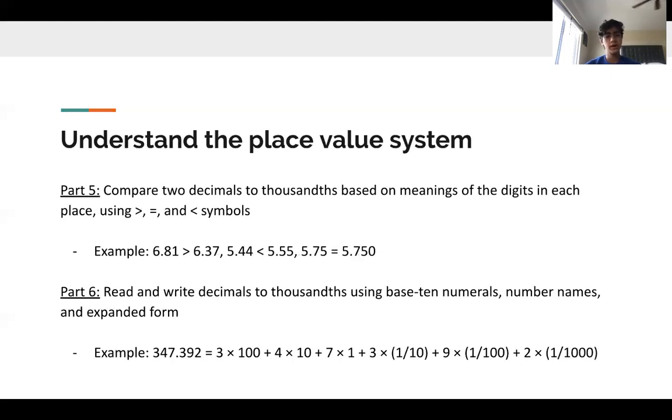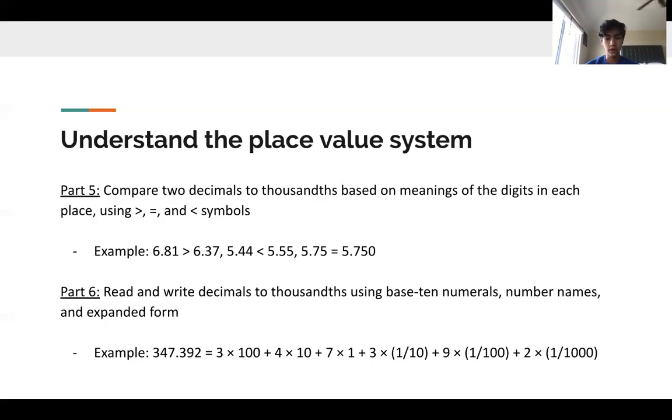Now, let's go ahead and look at the fifth part of this, which is comparing two decimals to thousandths based on the meanings of the digits in each place, right? And we're going to use the greater than symbol, the equal sign symbol, and the less than symbol. Now, let's say we're comparing 6.81 to 6.37. We know that 6.81 is larger than 6.37 because of the tenths and hundredths place.